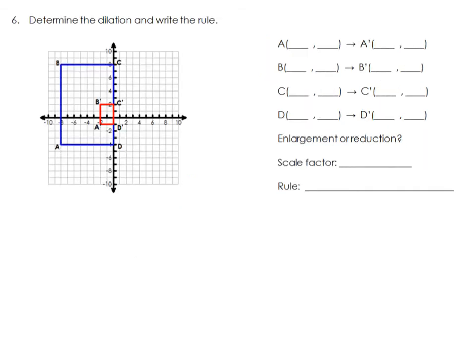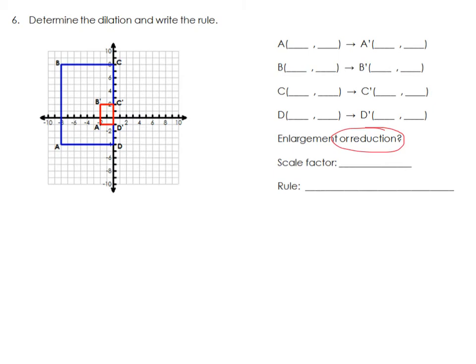All right, so number 6, again, same exact thing as what we did in number 5. A little bit different. If we look at the preimage, it is the blue figure, A, B, C, D, because there's no primes, and then our image is A prime, B prime, C prime, D prime, which is the red image. Hopefully you can see that that is a reduction. That tells us that we are going to have a scale factor between 0 and 1.